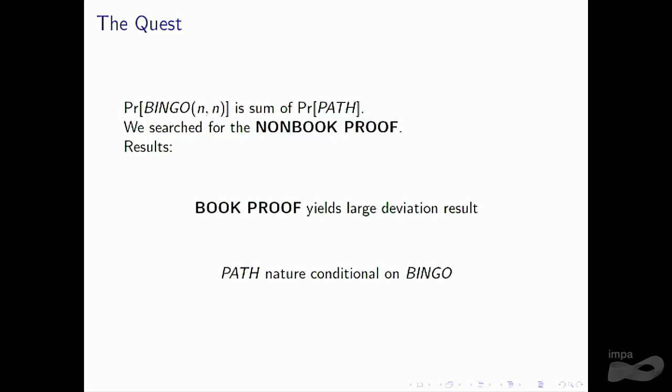What happened, to our surprise, is that it actually worked in reverse. That is, knowing the book proof, we were able to get a very interesting large deviation. And we were also able to say, what is the nature of the path conditional on bingo? So this, again, is a general result. You have a low probability event, think of m equals n, that this process, which is highly unstable, is stable up to (n,n). Given that, what does the process look like? What is the process conditional on the very rare event?